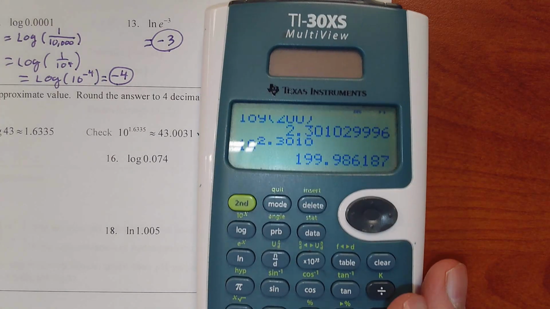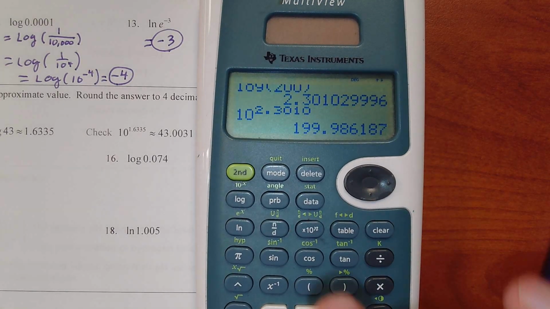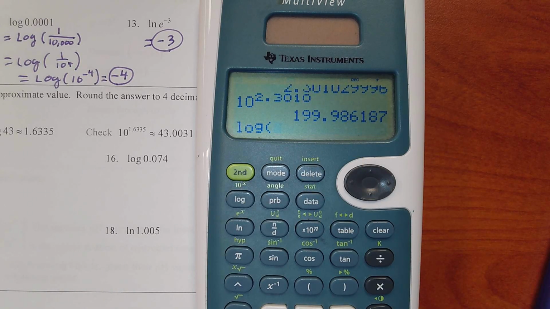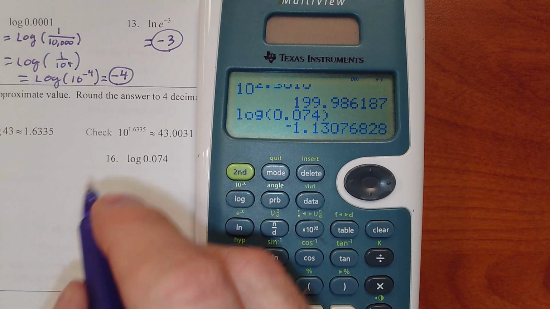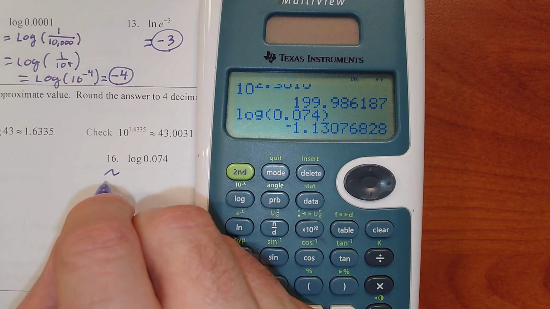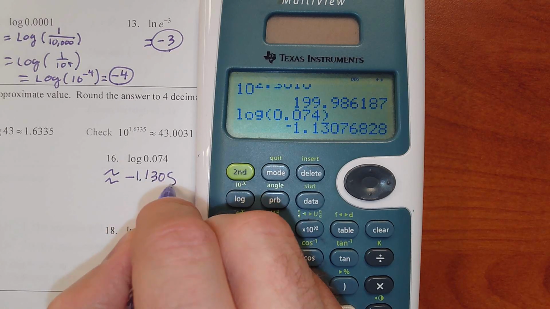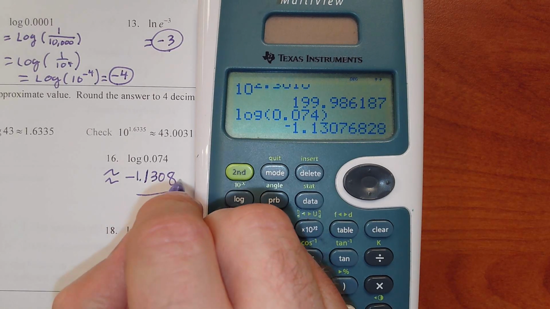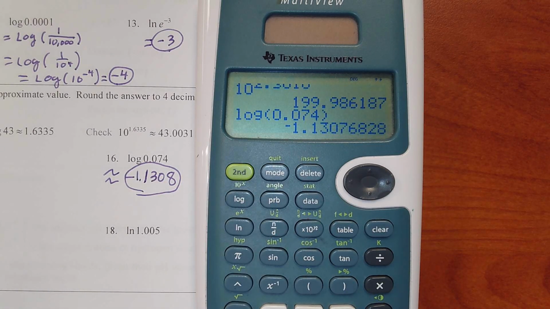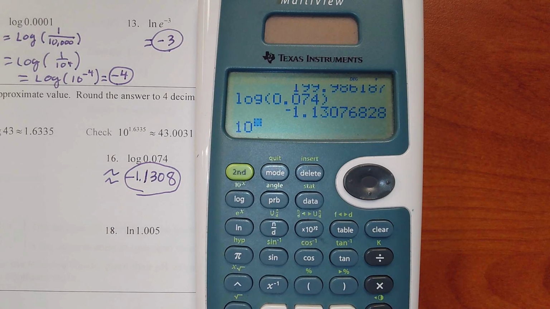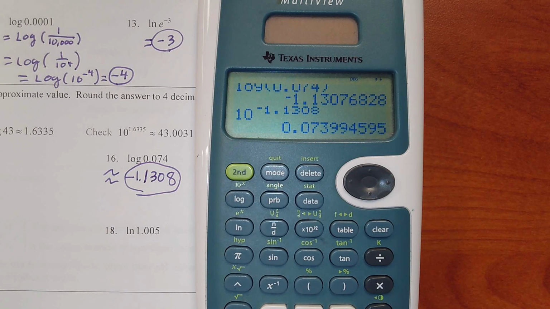Let's try number 16. So we're doing log 0.074. It's negative 1.1308 if we round that off. And let me just verify that. So I'm going to take 10, caret key, negative 1.1308. And yes, we get something very, very close to 0.074.